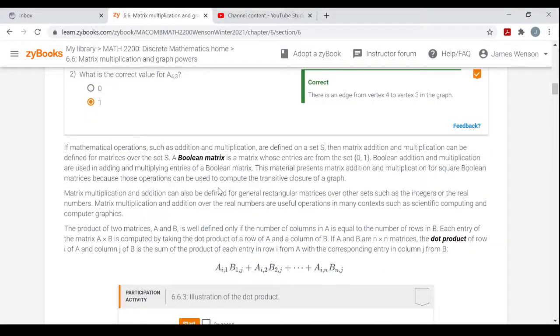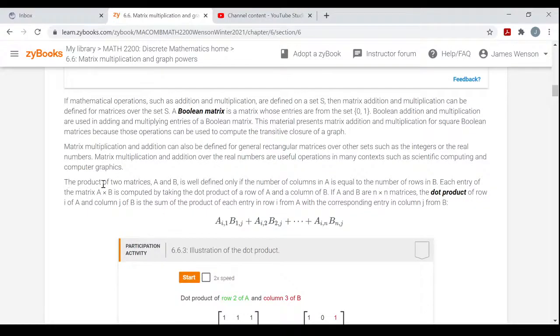Because those operations can be used to compute the transitive closure of a graph, right? This might sound familiar. Remember, the transitive closure of a graph came up in section 6.5. All right, the transitive closure of a graph, if you recall, was the smallest relation, the graph with the smallest number of edges that was both transitive and contained all the edges from the original graph. Matrix multiplication and addition can also be defined for general rectangular matrices, right, over other sets such as integers and the real numbers. Okay.